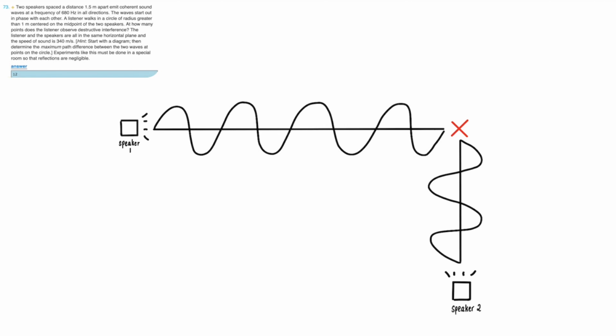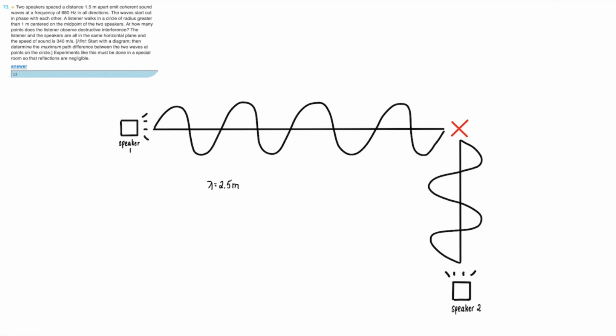So before we get into the problem, I first want to go over a concept called path length difference. In this diagram right here, we have two speakers projecting sound to the position at the red X. Now let's suppose that the sound that's projected from each speaker has a wavelength of 2.5 meters.